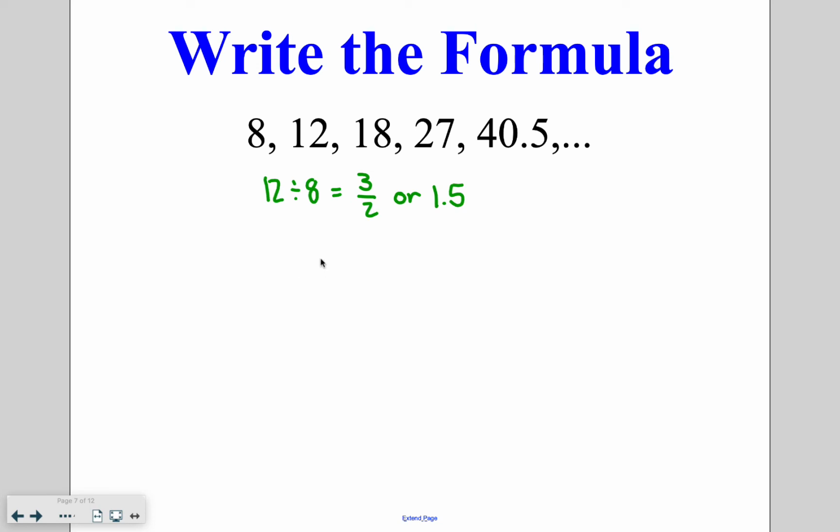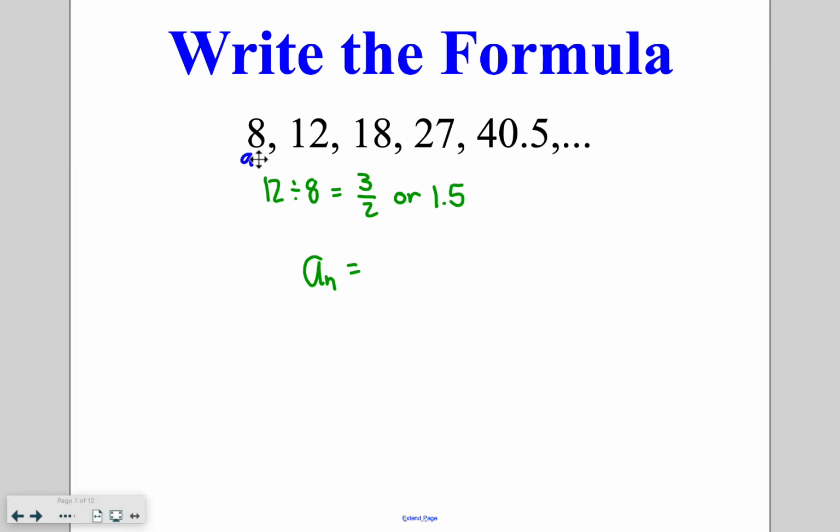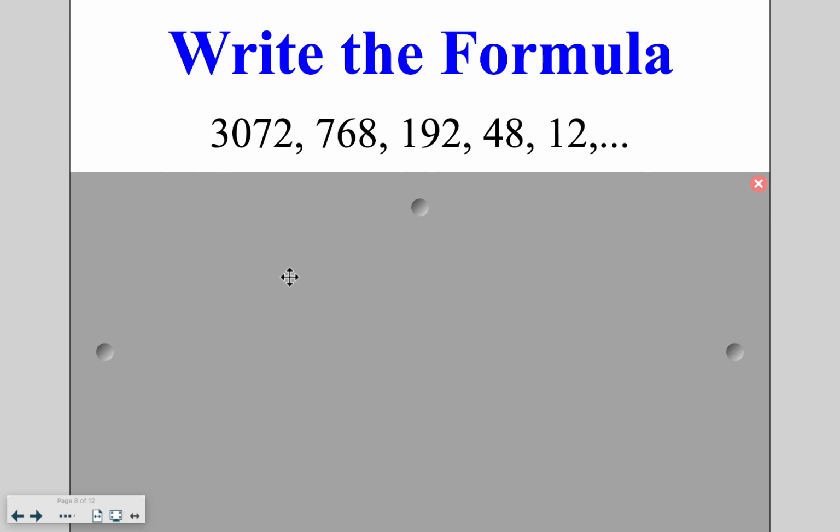So I've got A_n, standing for any term, is equal to my A_1, which is that first number in the sequence. So A_n is equal to 8 times 3 halves to the n minus 1 power. And that is my general format of my formula for this particular sequence. Go ahead and write the formula for this sequence on your own.